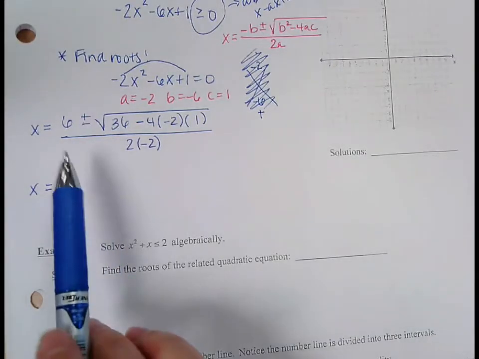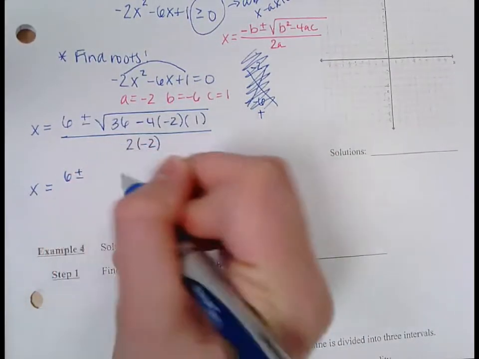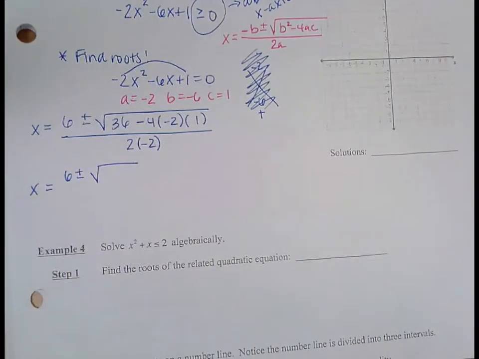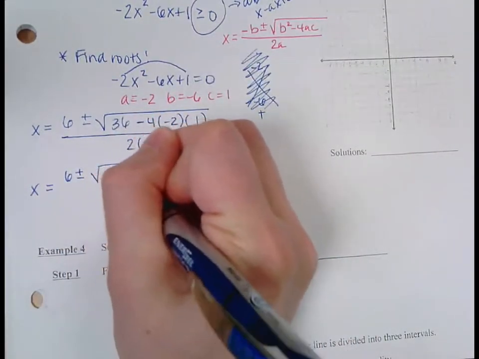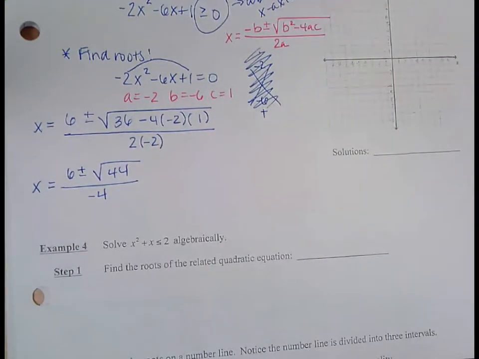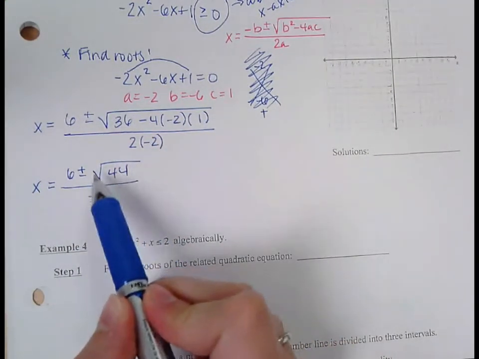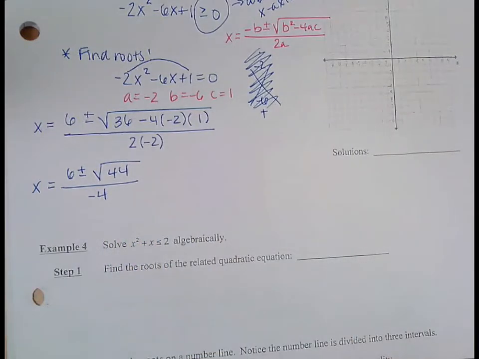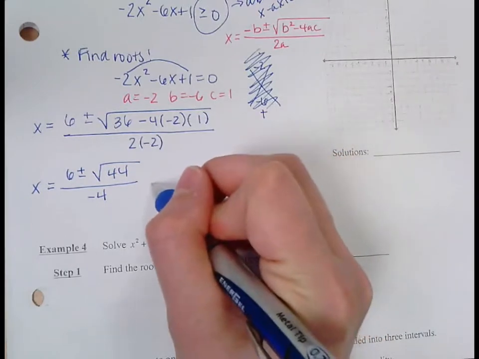So we'd have 6 plus or minus the square root of 44, and then all divided by 2 times negative 2, which is negative 4. So this is where I'm saying don't worry about trying to simplify this. Just get your decimals, because you're going to have to plot them on your graph. So this does have 2 solutions.